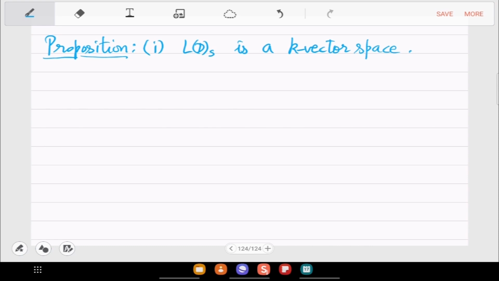So this is not just a subset of the function field, it's actually a vector space. It's a subspace of the function field. Why is that? If there is a function x, there is a function y in L(D,S), you have to show that x plus y is also there, right? So again, it follows from the valuation axioms.